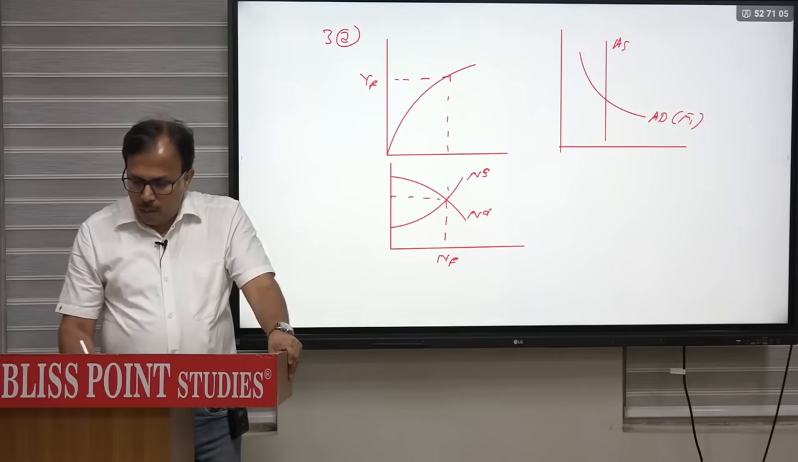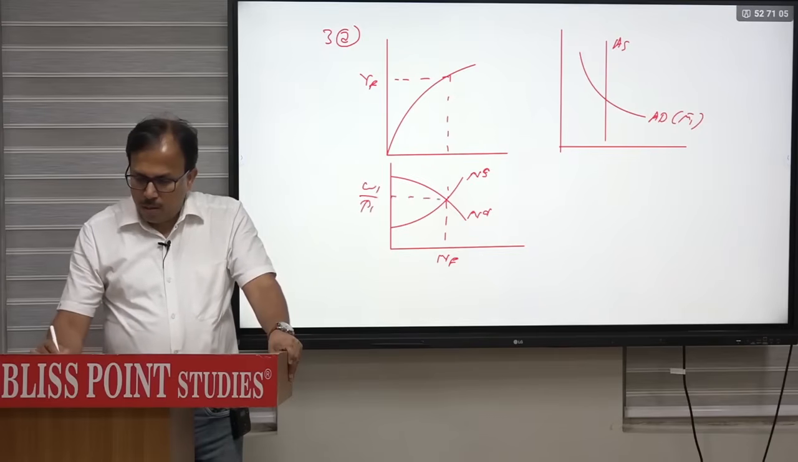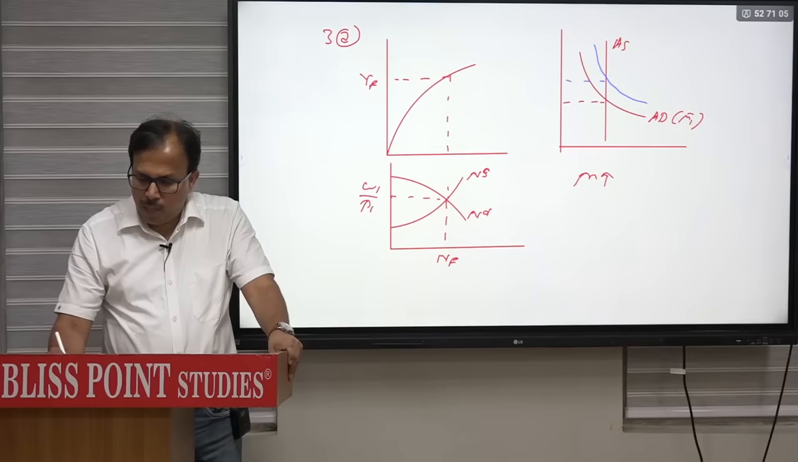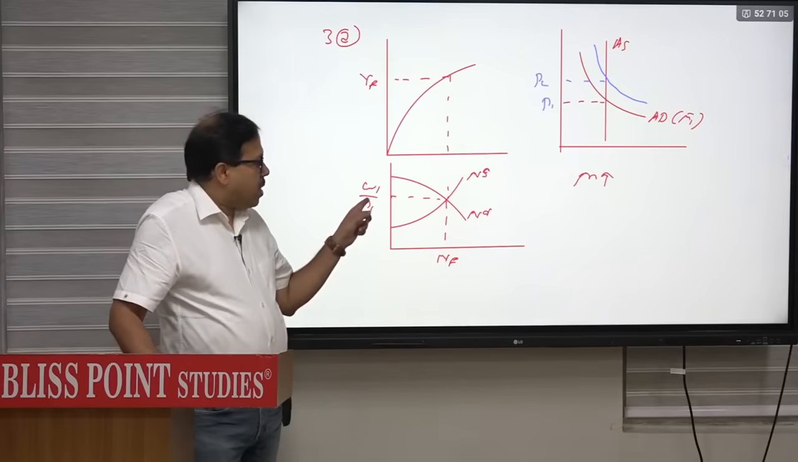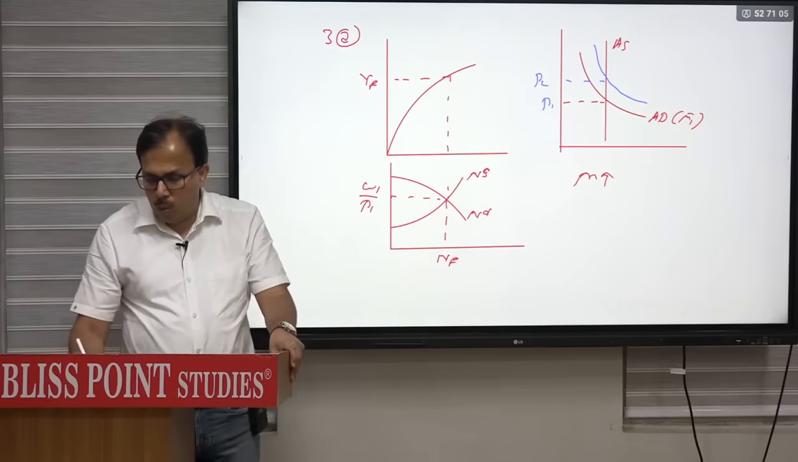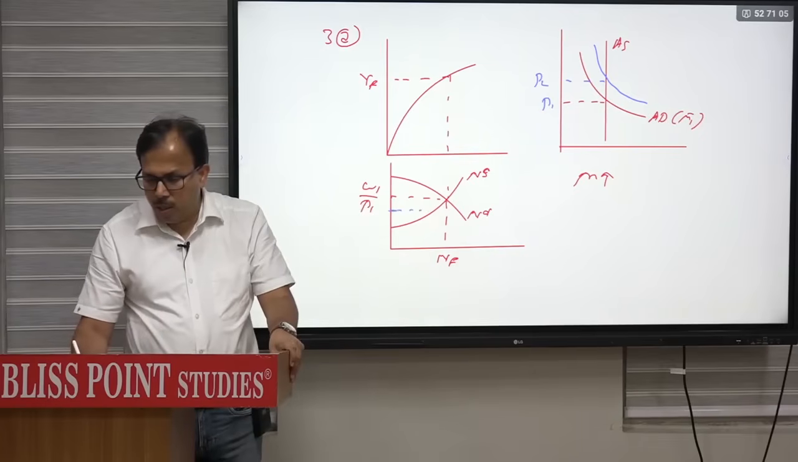Intersection से यहाँ पे W1 by P1 real wage. So when quantity of money will increase, then AD will shift up. As AD will shift up, price will rise from P1 to P2. But as price increases, the real wage will fall. And at any real wage lower than this, labor market is not in equilibrium.